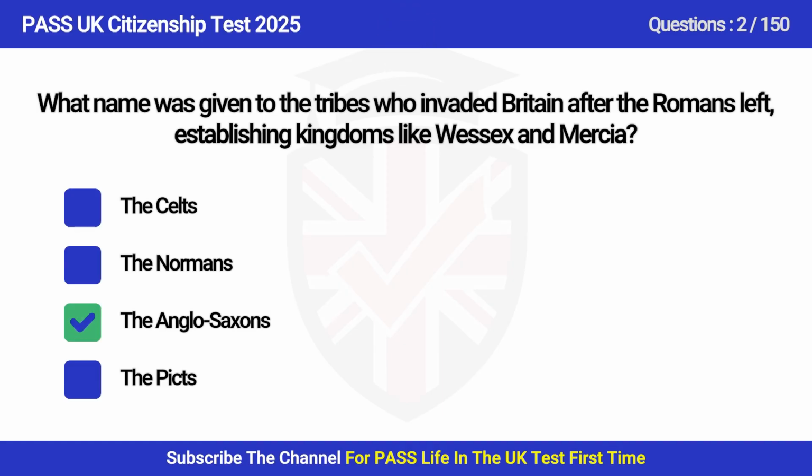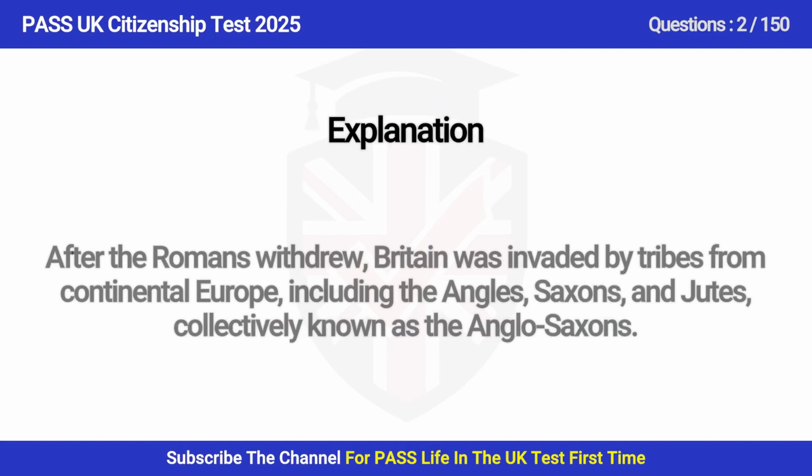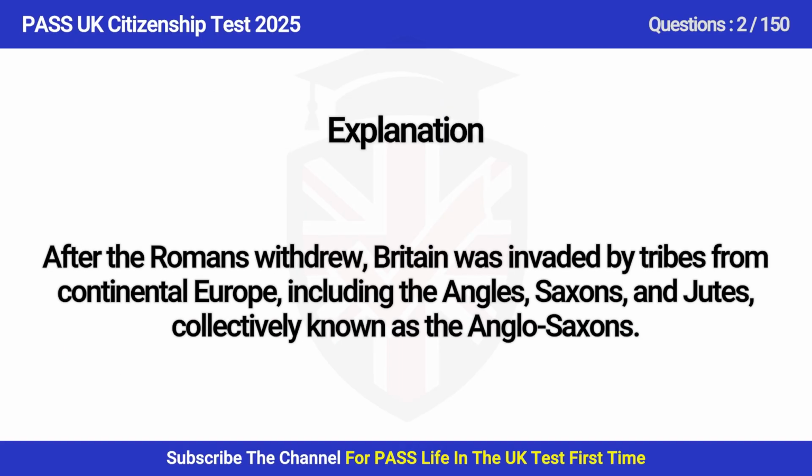Answer is C. The Anglo-Saxons. After the Romans, Britain was invaded by tribes from continental Europe, including the Angles, Saxons, and Jutes, collectively known as the Anglo-Saxons.